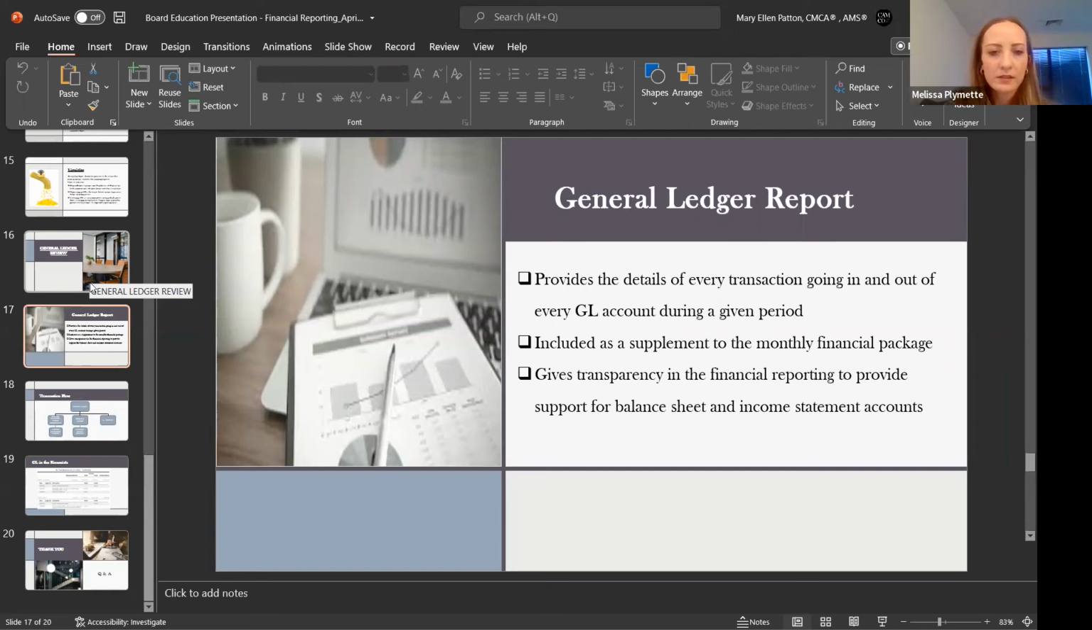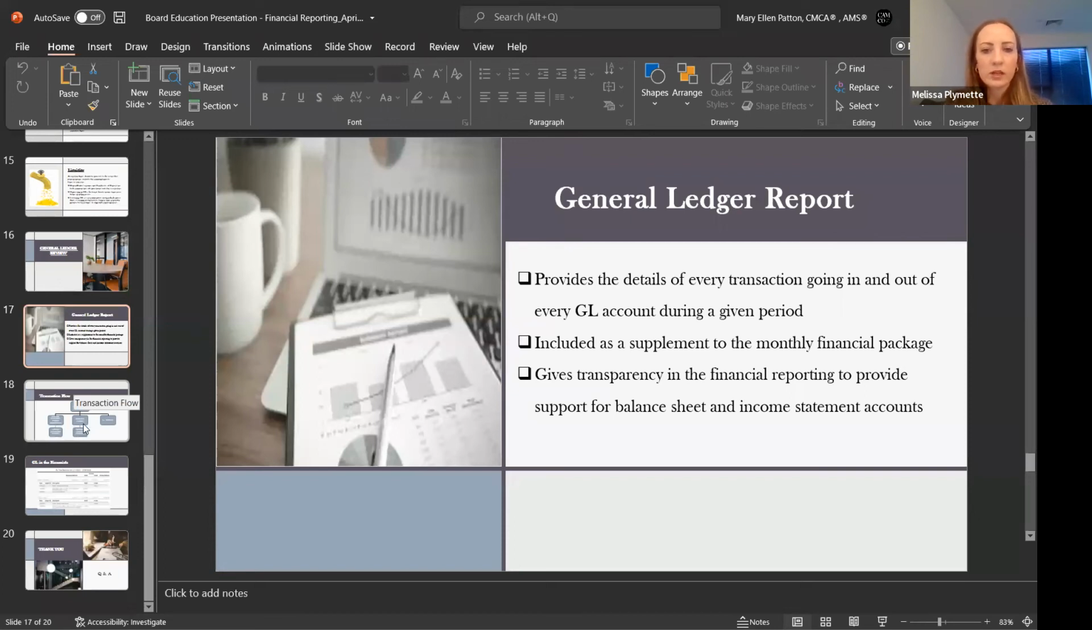So the general ledger is included in every association's financial package. It's the long report that makes the package pretty big. In the past, we weren't including it in its entirety. We were only including income and expense accounts. But we felt that it's important for boards to be able to see every transaction that goes on in your community, and really provide that transparency.